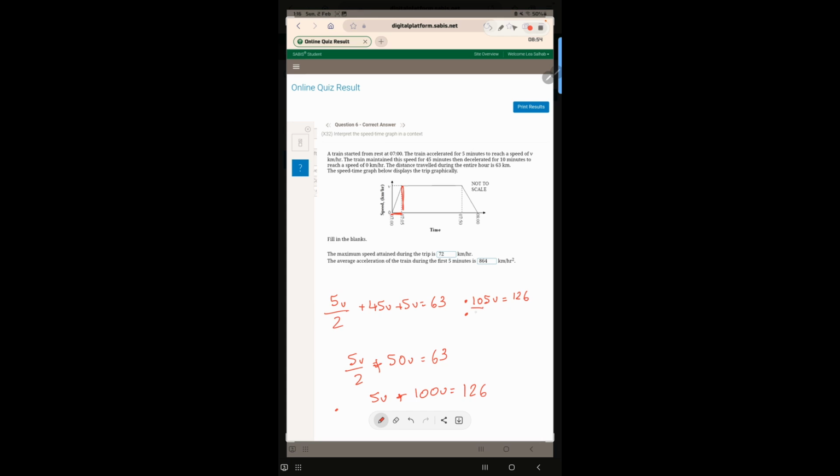You divide by 105 on both sides. You get v is equal to 1.2, but this is kilometers per minute. You want it in kilometers per hour. To change, you multiply by 60. So v equals 1.2 times 60, which gives you 72 kilometers per hour.